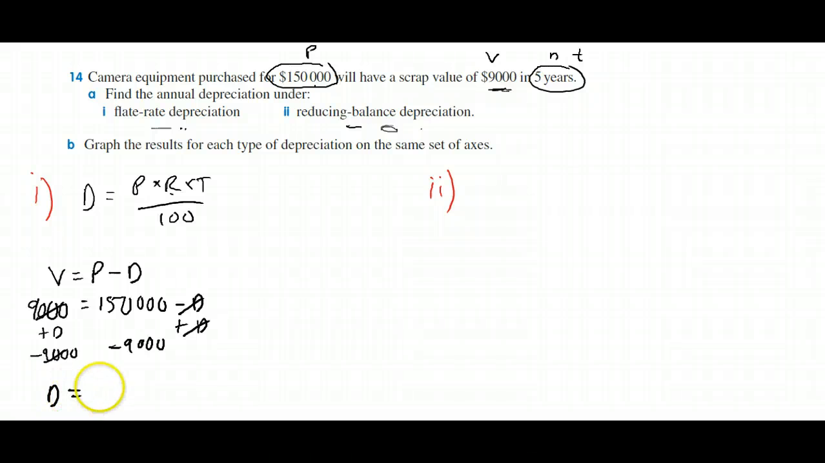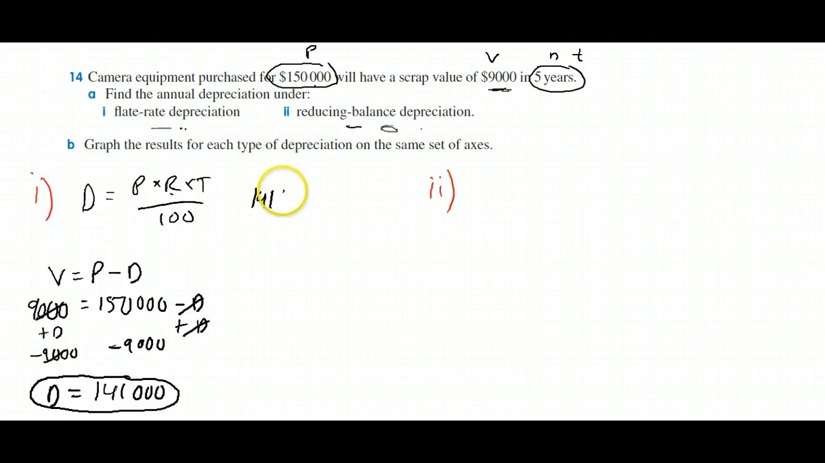D equals 150,000 minus 9,000 is 141,000. Okay, so now we've got a value for D that we can put into this equation and we can work out R. So let's do that. 141,000 equals 150,000 times R times, we'll just do 1 year, actually that's got to be 5 years, and it's over 100.